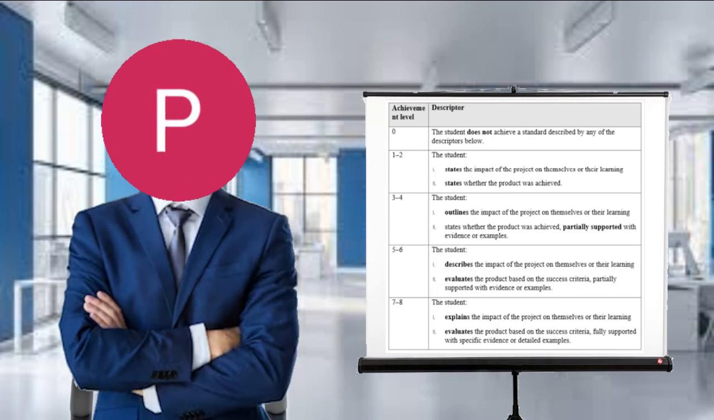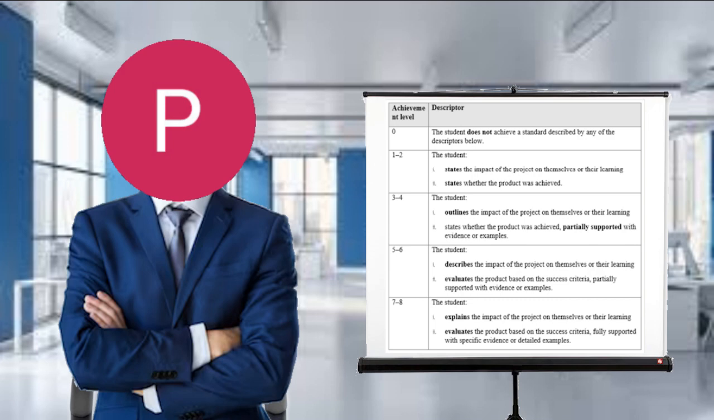The last criterion is Criterion C, reflecting. It has 2 sections, which state that the student should be able to: I. Explain the impact of the project on themselves or their learning. II. Evaluate the product based on the success criteria. In the first section, it's a good idea to talk about your learning goal. How did it go? Did you meet it or not? What impact did it have on you, etc.